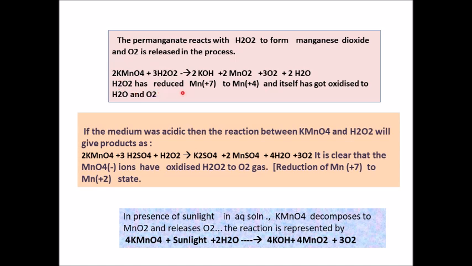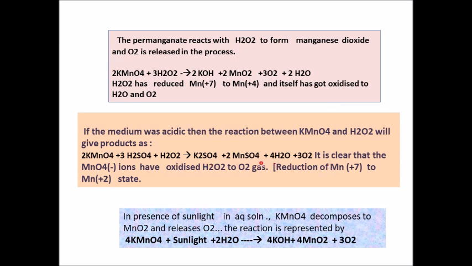H2O2 is now acting as a reducing agent. It has reduced Mn plus 7 to Mn plus 4 and itself has got oxidized. So, it is acting as a reducing agent because itself is getting oxidized to water and oxygen. If the medium was acidic, then the reaction between KMnO4 and H2O2 will give products as KMnO4 plus H2SO4 plus H2O2 giving me 3 oxygen.